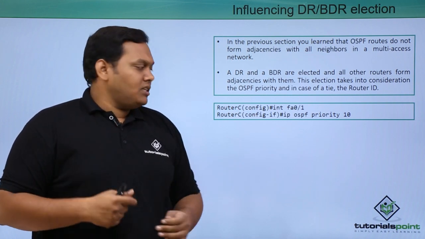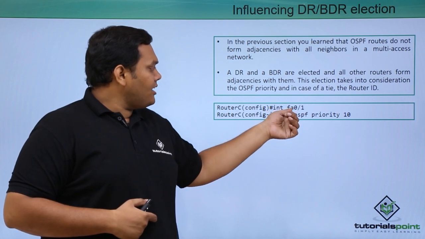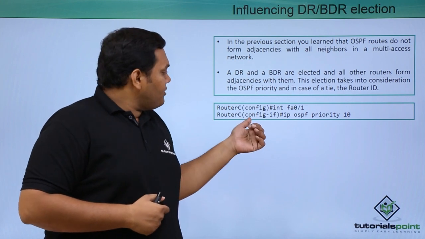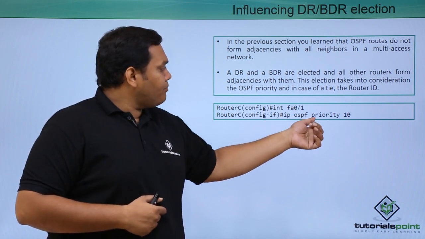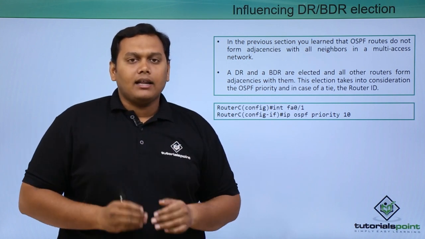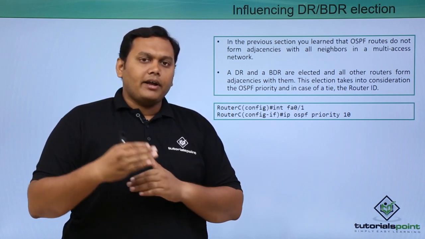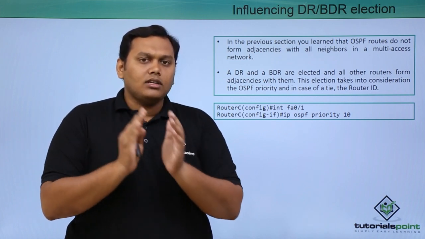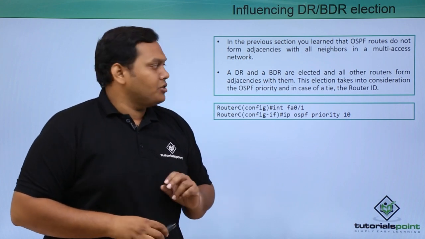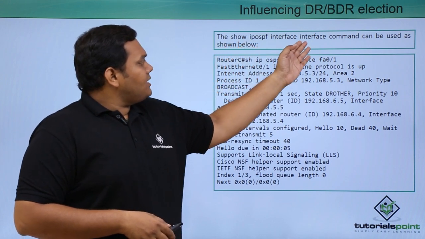We have taken router C in global configuration mode, and we have given the interface details, interface FA0/1. Now, we enter interface mode. In interface mode, you see ip ospf priority 10. Based on the priority number, the DR and BDR are elected, and if there are many routers with priority 10, we take the router ID as the tiebreaker and choose the DR and BDR routers.